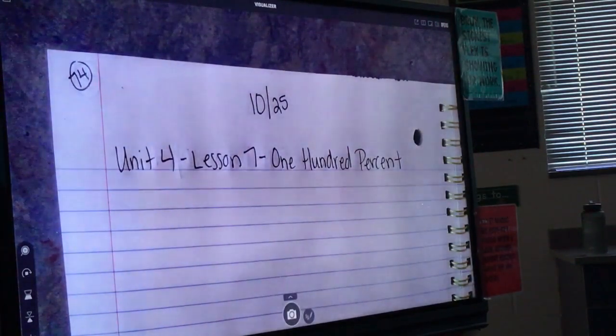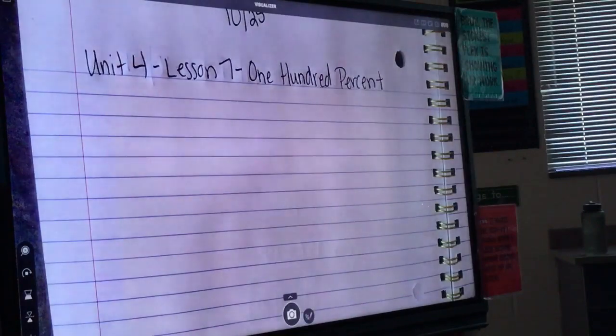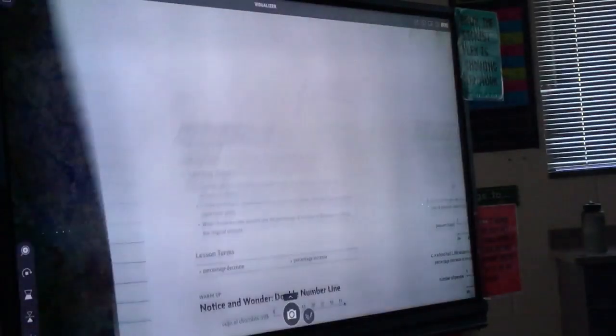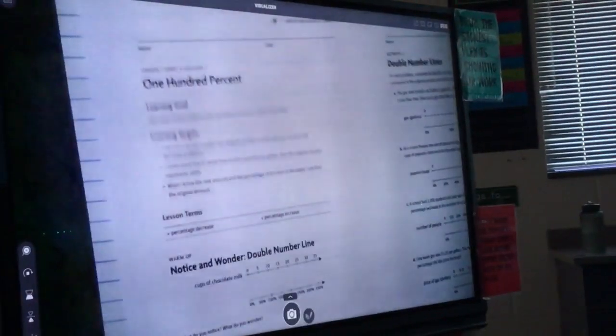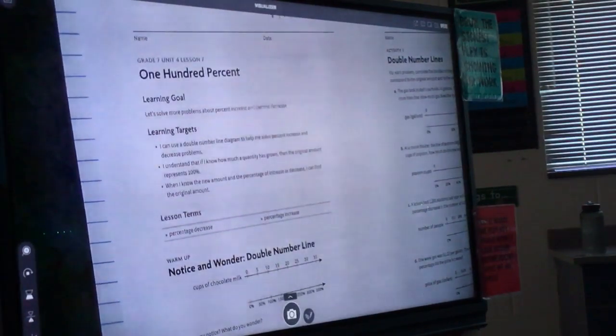All right, today we are focusing on percents again. Our lesson is 100%. You're going to be seeing things like double number lines. Double number lines are a great visual when you're dealing with percents. So if you struggle a little bit with that percent proportion equation that we do, or you're just looking for a different strategy, a double number line is fantastic.